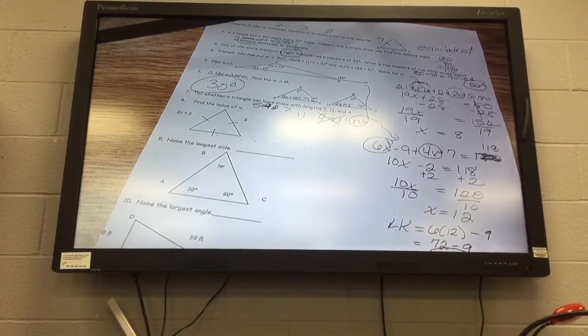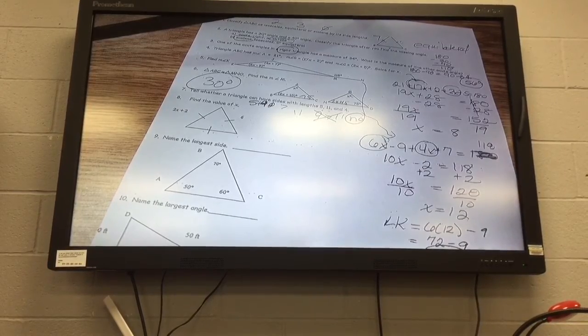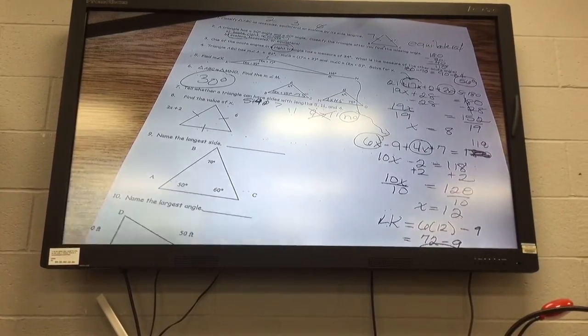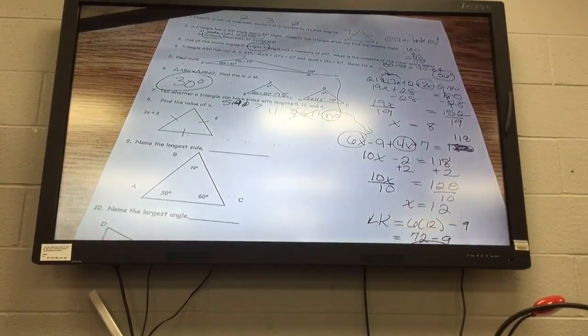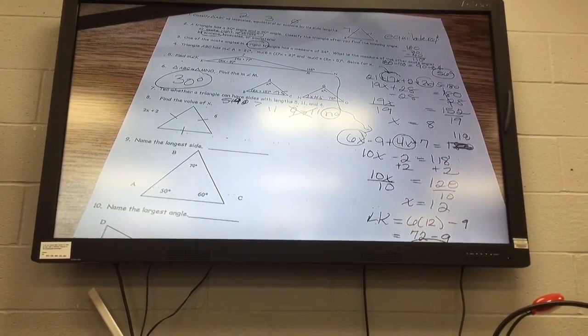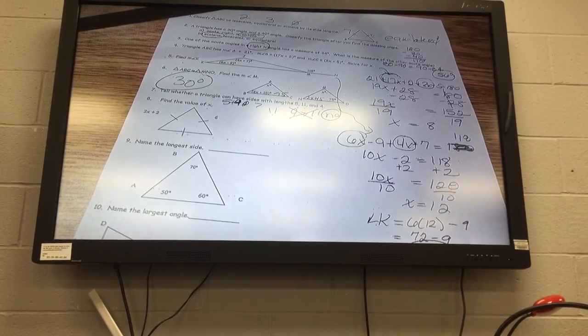It has to be greater than. It can't be equal to. So you add the 2 smallest sides, not the first 2, because I could have added 5 and 11. That's what I started to do, and then I saw that wasn't 14. So add the 2 smaller sides and make sure that they're greater than the third side.